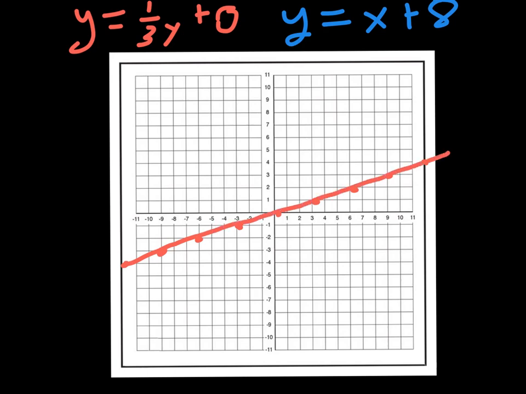Best you can, just like that. Okay, and now for the blue one, your y-intercept is 8. And you're going to go up 1 over 1, up 1 over 1. That's not going to intersect anywhere over on this side, so I'm going to go the other way. Down 1 to the left 1, down 1 to the left 1, and we're just going to keep going, and I'm getting closer.